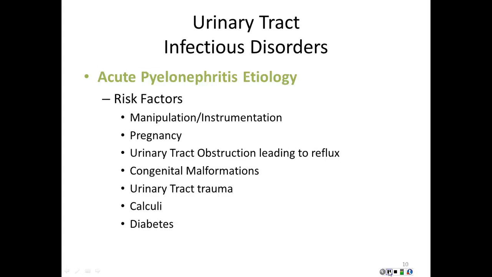Some risk factors for acute pyelonephritis include manipulation, in other words, putting catheters in, exams of that sort, pregnancy, urinary tract obstructions, which can lead to reflux we talked about, congenital malformations of the ureters, the urethras, the bladder, all of those can cause some problems. Urinary tract trauma, urinary calculi, stones causing the backup of urine. Also remember the stones are causing damage to the ureter, which allows a greater chance of infections and those problems. And then diabetes.